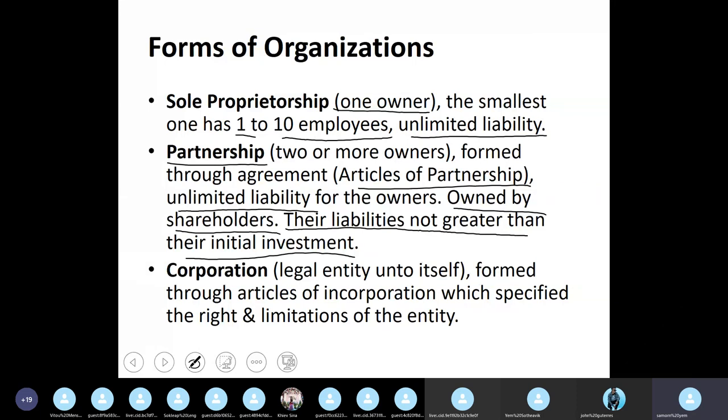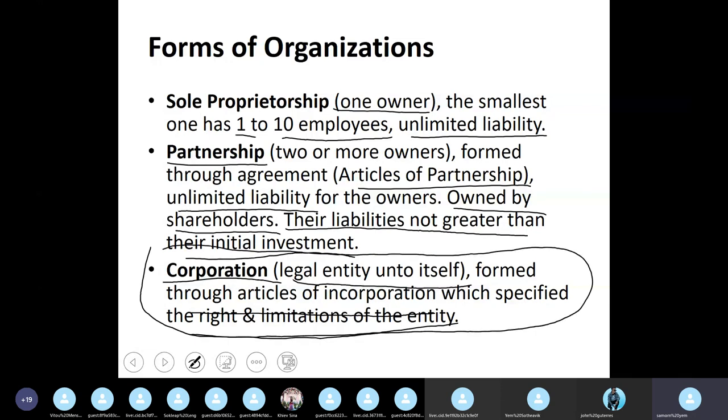And the third kind is the corporation or company. It is a legal entity unto itself, formed through the articles of incorporation, which specify the rights and limits of the entity. So the company can issue its stock to sell in the security market in order to collect capital to enlarge the company. This kind of company can issue stock, you have to know it.